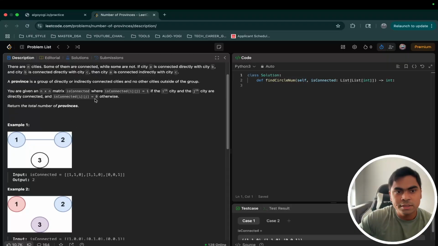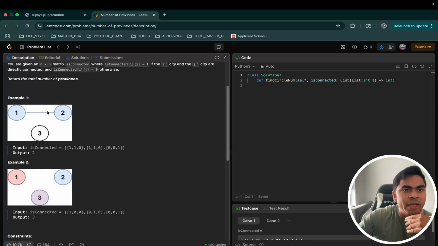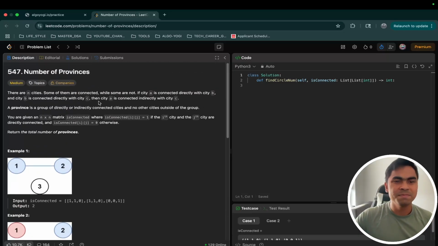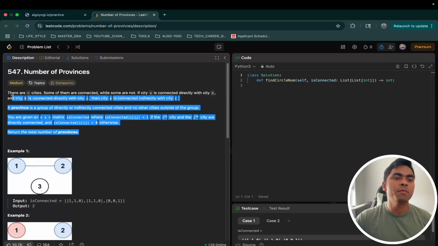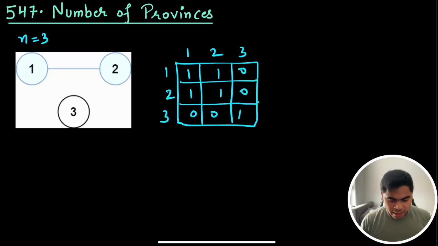If you have studied graph theory, you would know about it. I think it's one of the best ways to traverse through a graph and see what the connected nodes are. Now we need to return the total number of provinces. Easy peasy. It's a problem of counting connected components. That's it. All right, so I have taken this example, which is also the first example there.